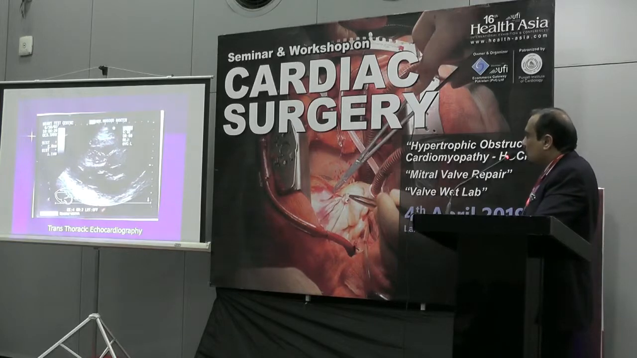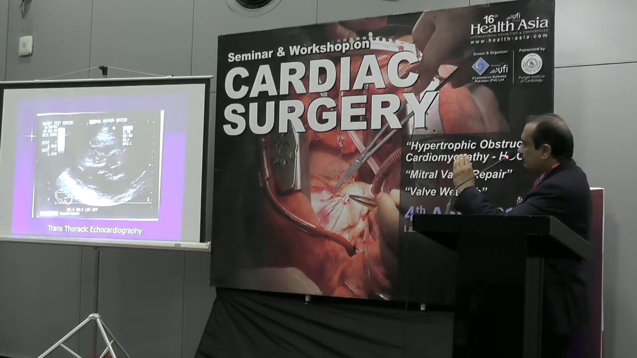This is what it looks like on the transthoracic echo. This is the left atrium, that's the mitral valve, that's enlarged, thick interventricular septum. That's the outflow tract, this is the aorta. So this is the leaflet, this is the muscle.